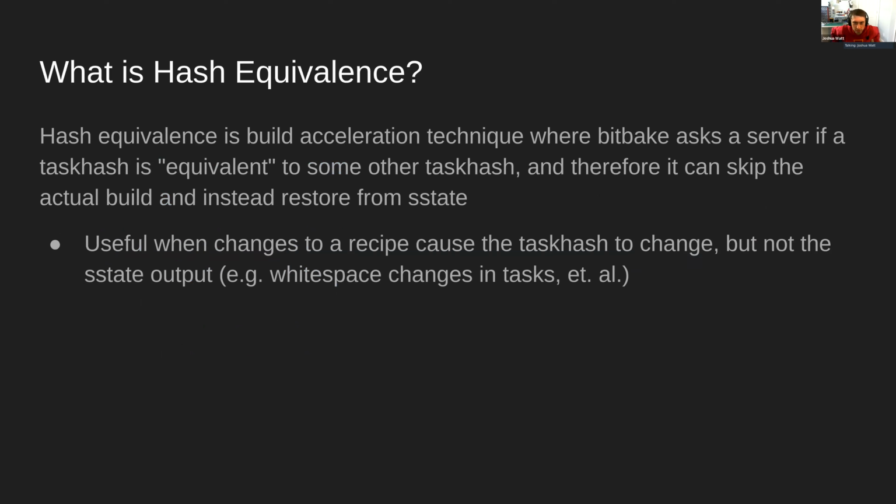So what is hash equivalence? It's a build acceleration technique, as was described in the previous presentation, where BitBake can ask if a given hash that it's calculated for a task is equivalent to some other task, and therefore it can skip the actual build and restore something from sstate instead of building it. As stated, this is useful when there are changes to a recipe that cause the hash to change, but not the sstate output. So this would be like whitespace changes, or changes in code that isn't actually compiled into the final output, or whatever it happens to be.